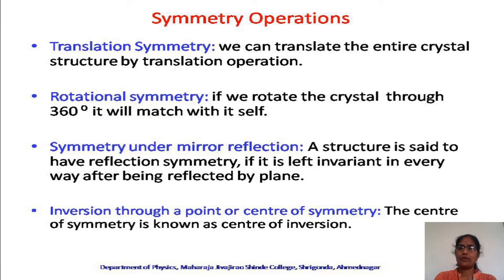Then rotational symmetry. If we rotate the crystal through a certain degree, then the crystal will match with itself, and such type of symmetry present in a crystal is called rotational symmetry. There are also reflection symmetries. It means that if we consider a plane and take the image of the crystal along this plane, then the crystal will match with itself, but it will be the mirror image of that crystal. It means that it will remain invariant, and such type of symmetry is called reflection symmetry.